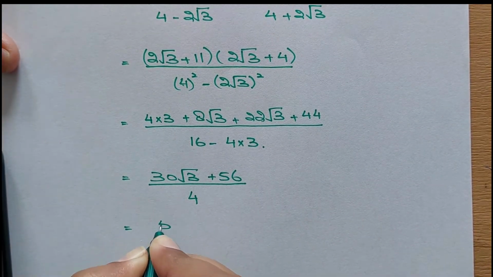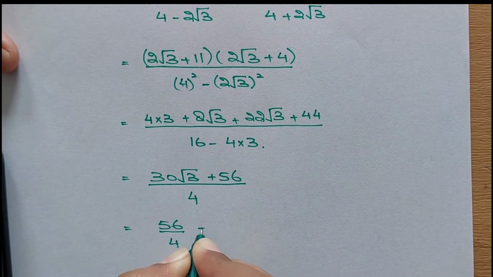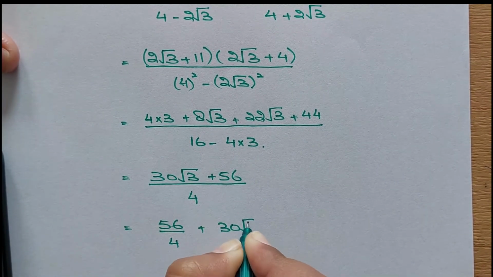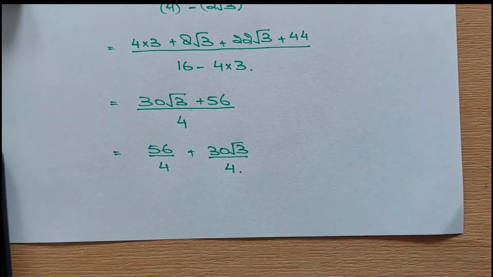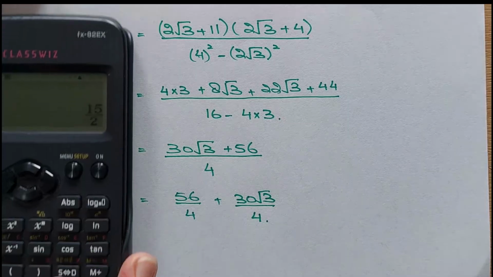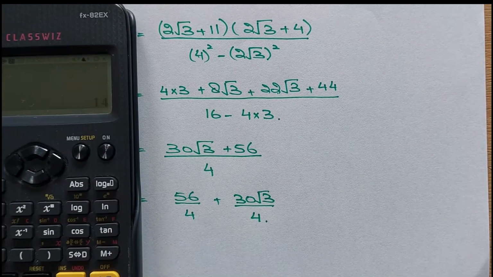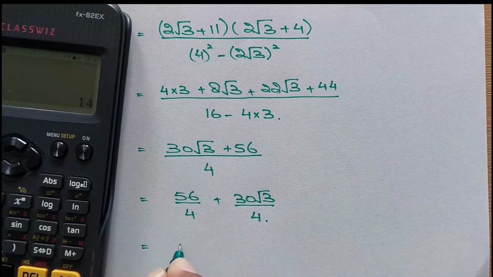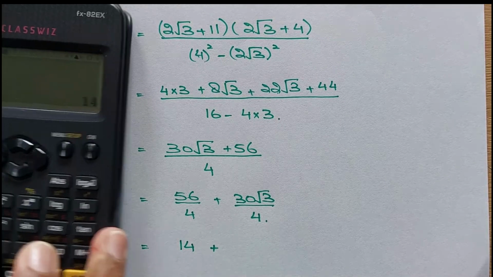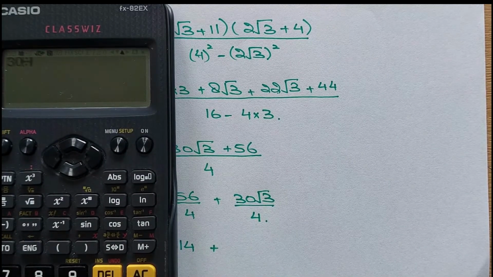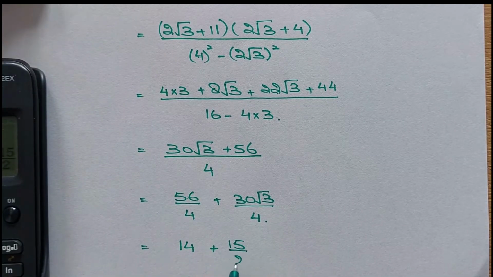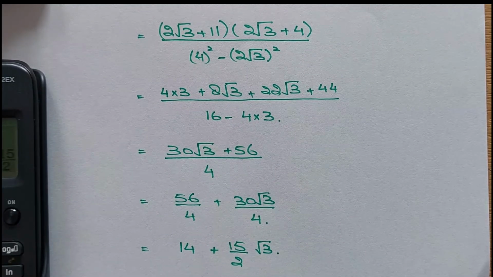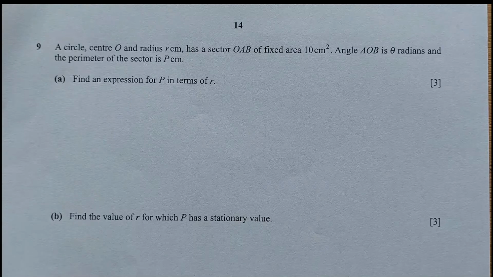Or we can just say 56 by 4 plus 30 square root of 3 divided by 4. So we have 56 by 4 first. 56 divided by 4 is 14, plus 30 divided by 4 is 15 by 2. 15 by 2 square root of 3. So this is in the form of a plus b square root of 3.